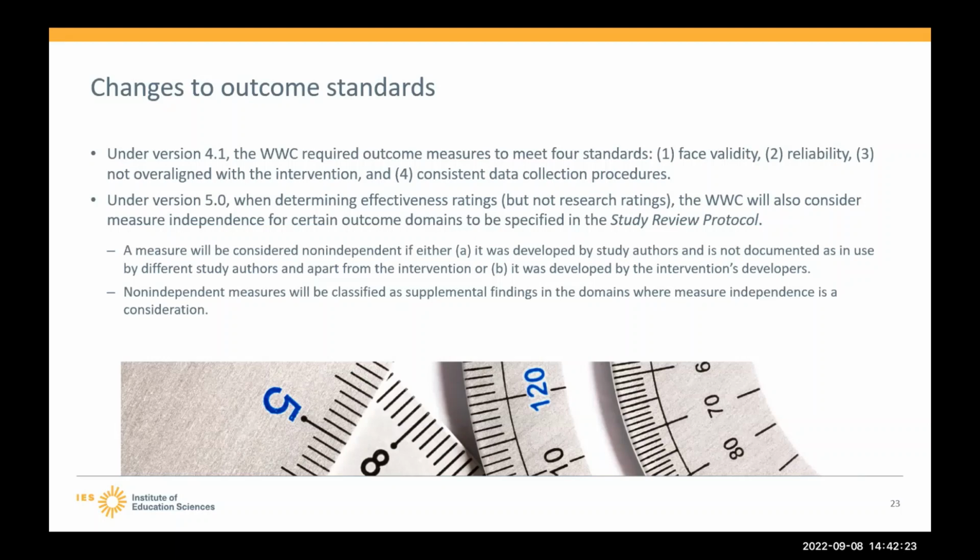So under the 5.0 standards, the study review protocol will define the outcome domains where measure independence is a key review consideration. And that study review protocol will provide reviewers with a list of known independent measures in those outcome domains. Now, although measure independence is not a strict WWC outcome requirement, like the reliability standard, for instance, measure independence is considered in the determination of main versus supplemental finding status, which has implications then for effectiveness ratings, which Jeff described earlier in the webinar.